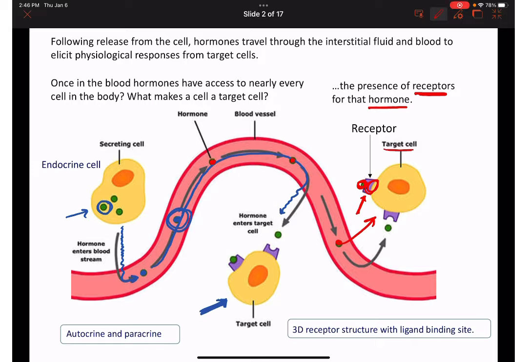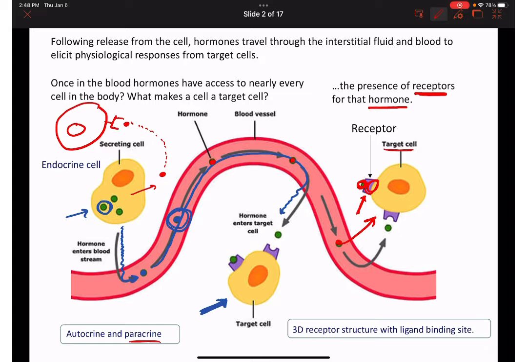Another thing that can happen is this endocrine cell can release a hormone into the interstitial fluid, that hormone travels through the interstitial fluid, and it binds to and acts on a neighboring cell. Okay, a cell that's right next to it. It didn't have to go into the bloodstream. And those types of effects, where a hormone acts on a neighboring cell, are called a paracrine effect.